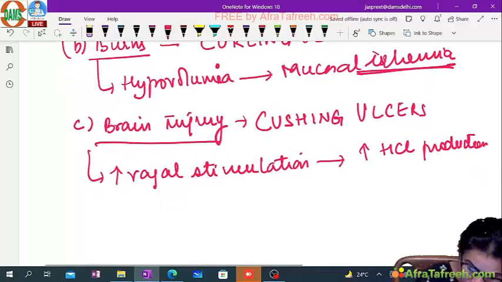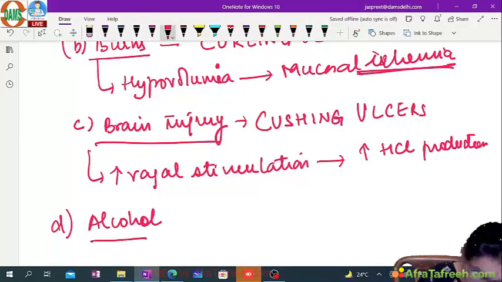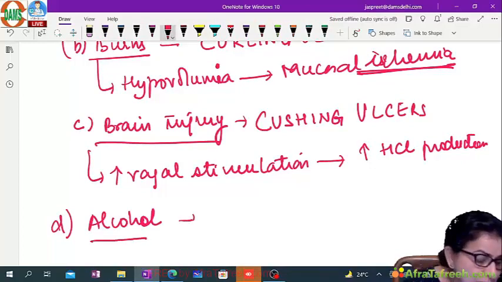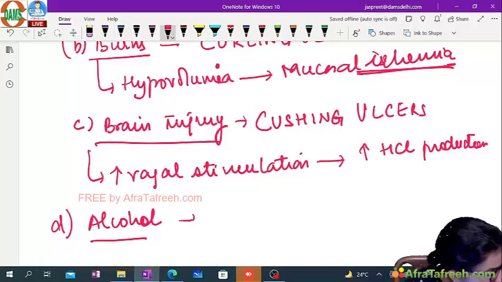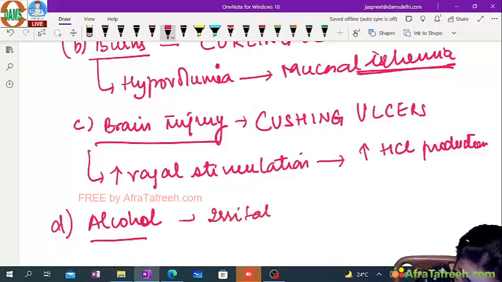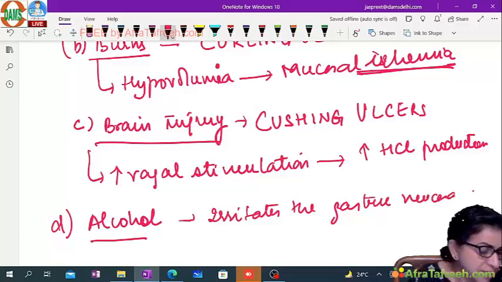Okay, other than this, acute gastritis can also be caused by alcohol. Alcohol acts in a number of ways. Alcohol irritates the gastric mucosa. So alcohol causes damage by a number of mechanisms. It irritates the gastric mucosa.